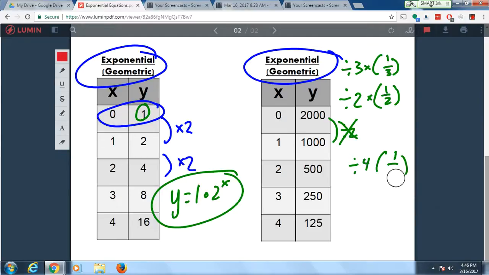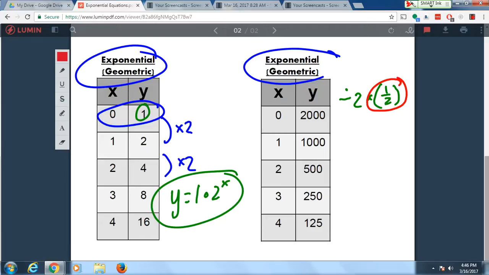So this one is dividing by 2, so we're going to keep this as a fraction 1/2. So that is already our ratio. Now our y-intercept is this, so we start y equals 2,000, that's our y-intercept. But now we use this one because it's dividing, 1/2 to the x power. And that is how you write equations for exponential functions.